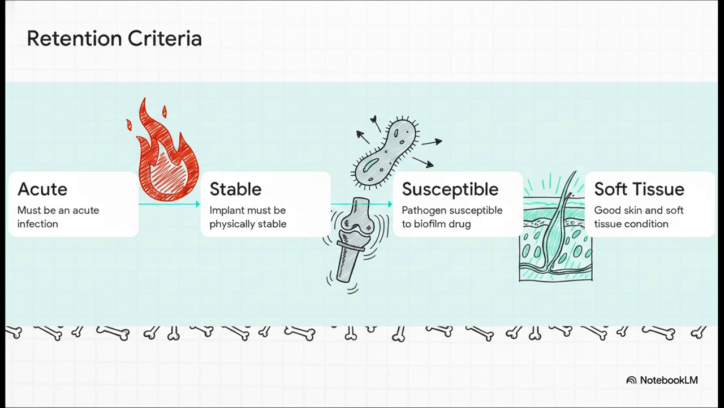Surgeons obviously want to retain the implant, but you can only attempt that if 4 strict non-negotiable criteria are met. To remember these, use the acronym ASSS. You need an acute infection, a stable implant, it must be susceptible to a biofilm-active antibiotic, and the soft tissue has to be in good shape. If literally even one of those is missing, the implant usually has to go.